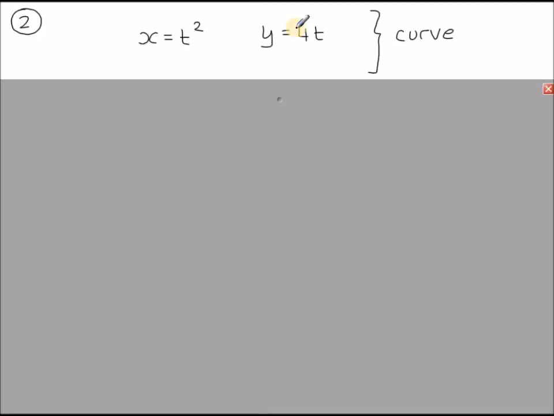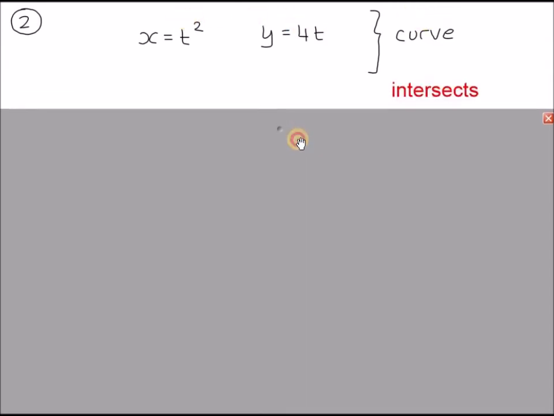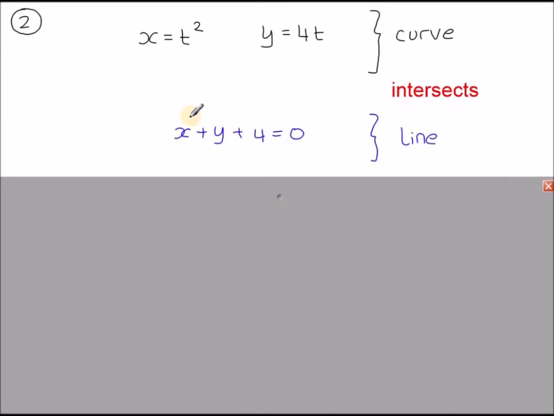In this example, we have a curve given in terms of these parametric equations, and the curve will intersect a line given in Cartesian form. So when we solve these equations together, we will work out the value of the parameter for each point of intersection, and then the parameter can be substituted back into here to work out the x and y coordinates for any point or points of intersection.